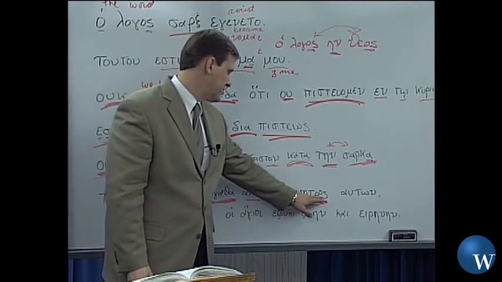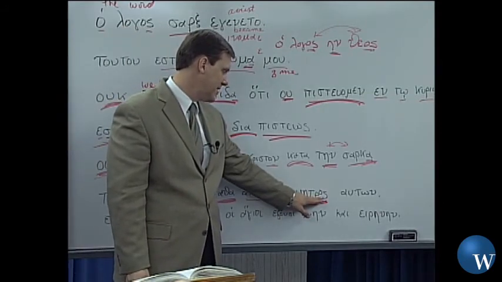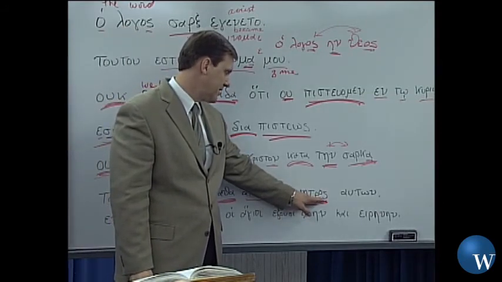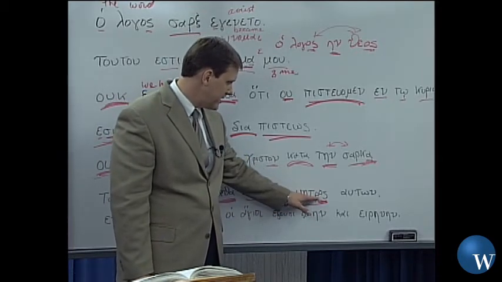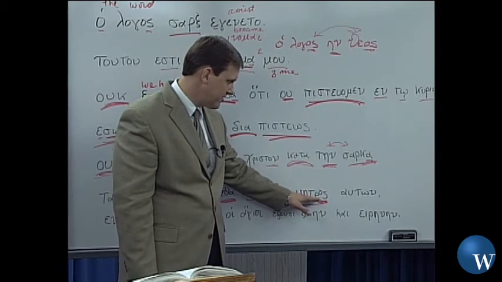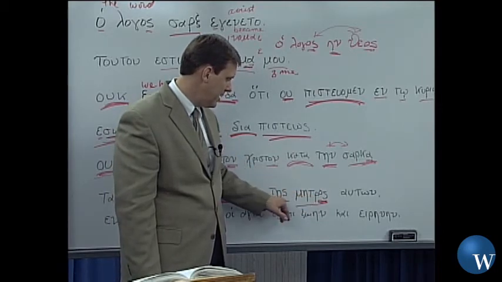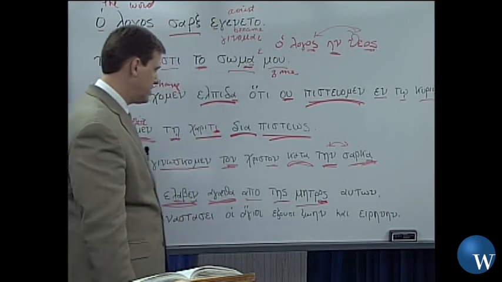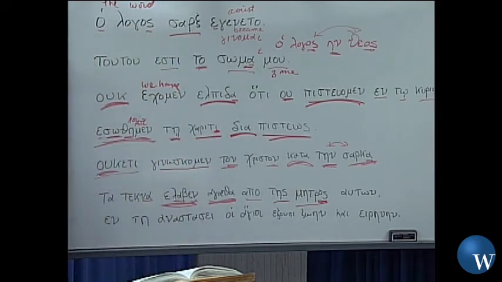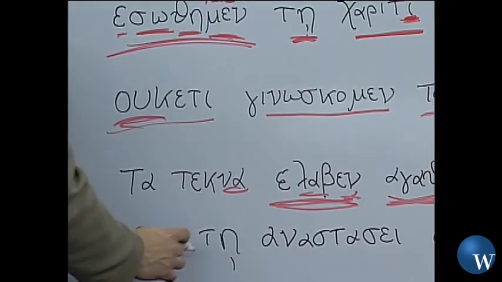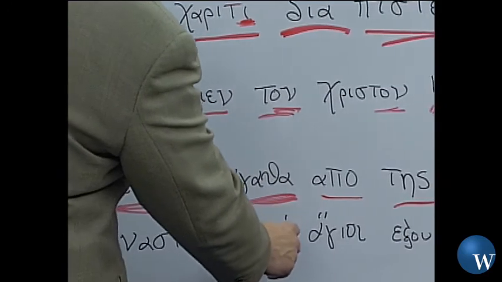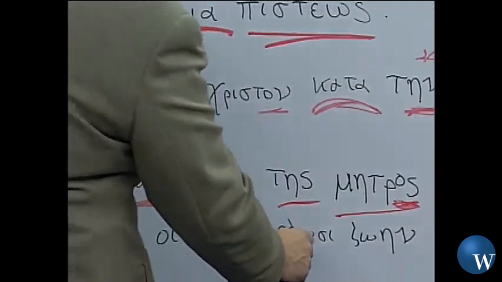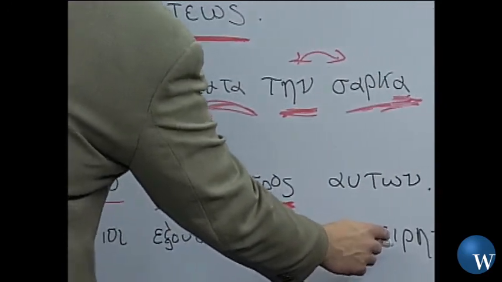So don't get confused. Os ending, though, for masculine nouns in the second declension is our subject of our sentence. But mater is a third declension noun, and so it doesn't follow that particular paradigm ending, but this article helps clue you into what is actually the case. All right, let's go to the last sentence here now. En te anastase hoi hagioi exousi zoen kai eirenen.